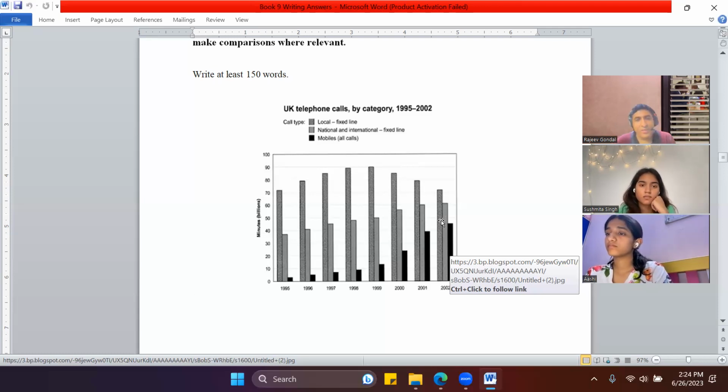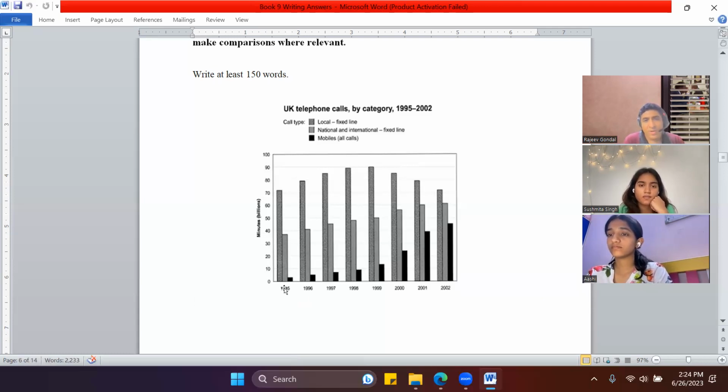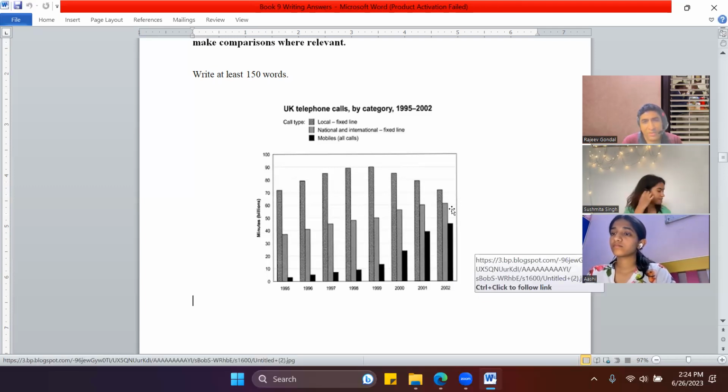When you are talking about numbers, don't talk about each of these numbers. 1995, 96, 97, 98, you don't have to talk about it. You can simply talk about the first and the last number. So while in 1995 it was at around 35, by 2002 it reached this number. So talk about only the first and the last numbers, and the rest of it can be taken as a trend.